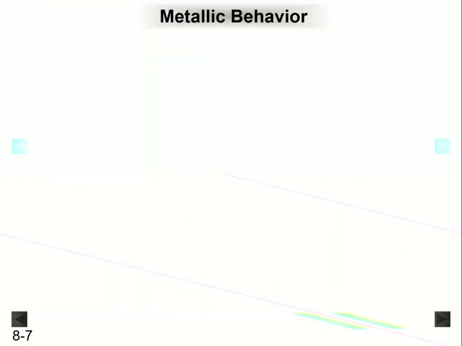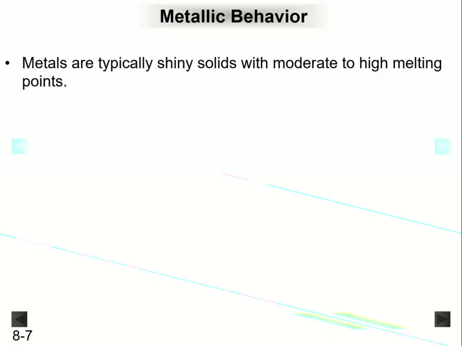Another trend we can look at is what we're going to call metallic behavior. We discussed what the metallic properties were earlier when we were classifying elements. Metals are typically shiny solids with moderate to high melting points. They're shiny because they reflect light, and that has to do with their conductivity. It turns out their electrical conductivity.